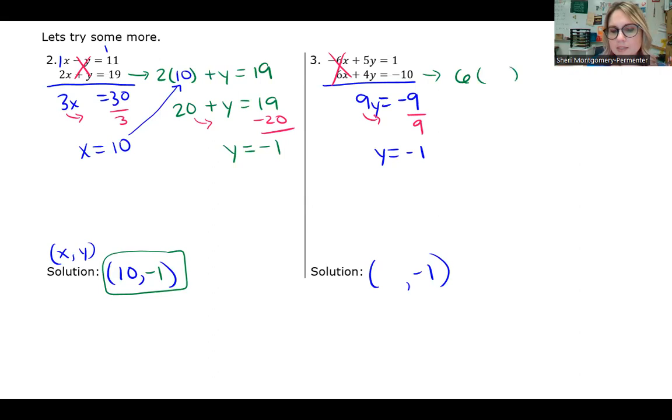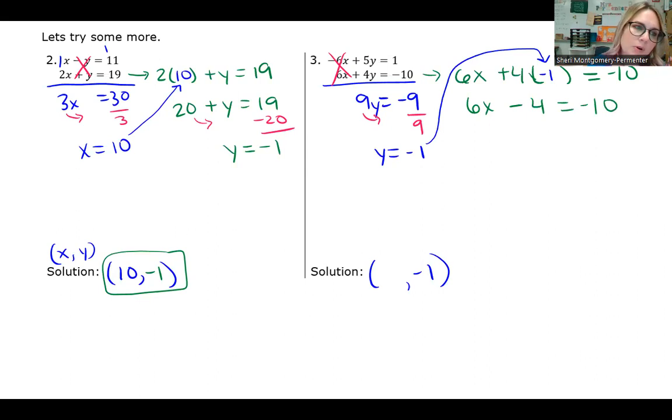So 6, I'm going to leave myself, nope, we're not plugging in for x. 6x plus 4, parentheses. Okay, and I'm going to take that negative 1 and it's what goes here for the y. So I've got 4 times negative 1, that makes that a negative 4. Two-step problem. So I've got to take care of the minus 4, so I will add 4.